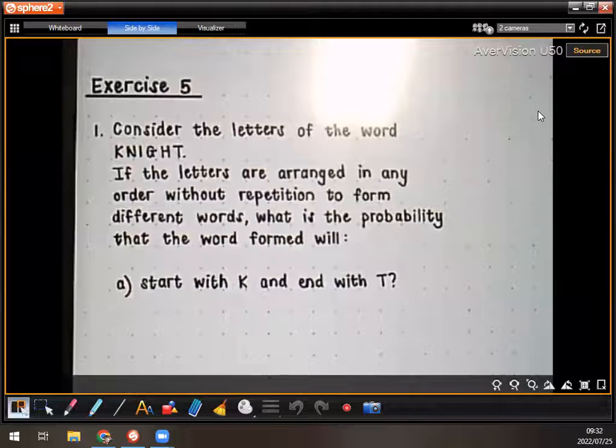Now, guys, for exercise 5, finally, we actually get into probability. I don't know if you know this. We've been doing the probability section, but we haven't done a single question asking for the probability. Right?